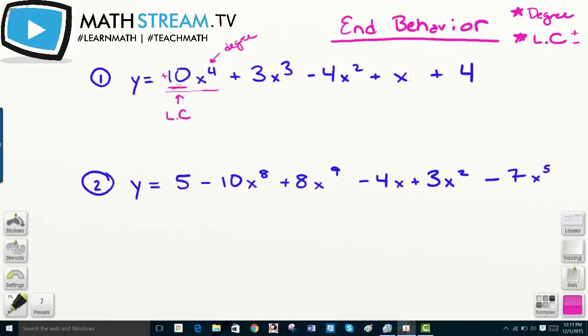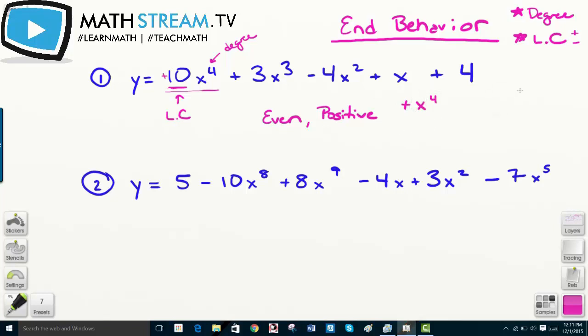So here's what this means. Our graph of this crazy polynomial, 10x to the 4th plus 3x cubed minus 4x squared plus x plus 4, is quite simply going to behave like an even, we see the degree is even, an even positive power function. Kind of like a positive x to the 4th. That's what it's going to behave like.